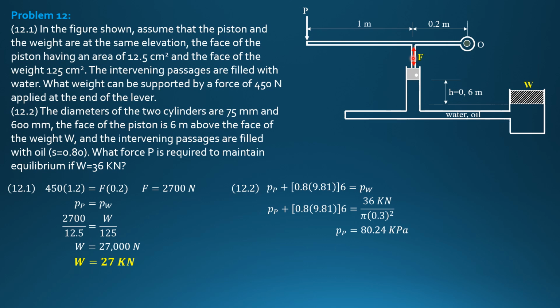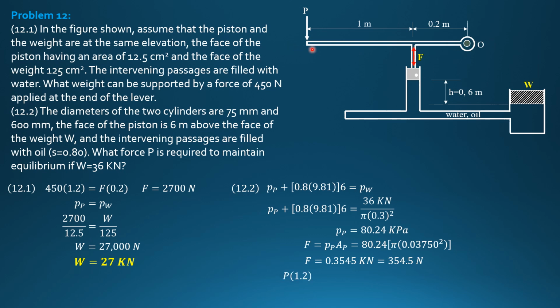From there, we can compute the force. Force equals pressure, which is constant, times area of the piston. The area of the piston in meter square is pi times 0.0375 meter quantity squared. So F is 80.24 times pi times 0.0375 meter quantity squared. In kilonewtons, F is 0.3545 kilonewtons. In newtons, 354.5 newtons.